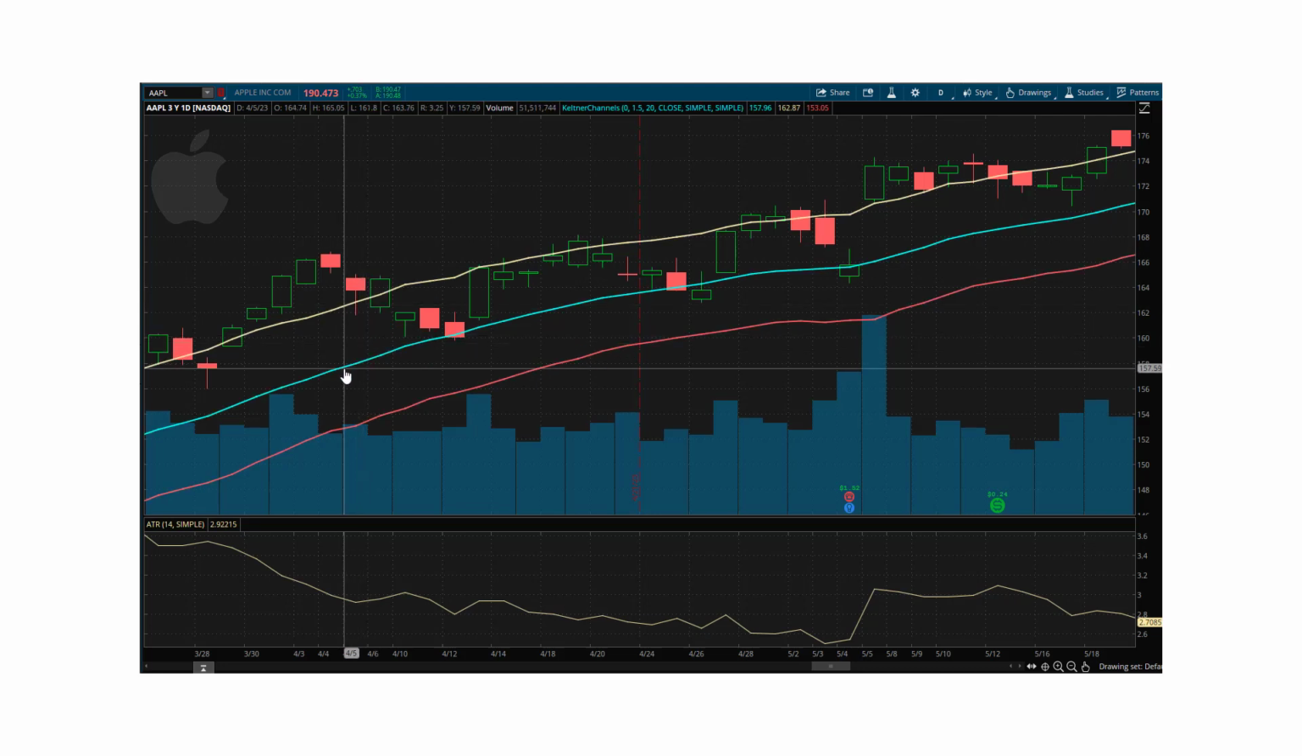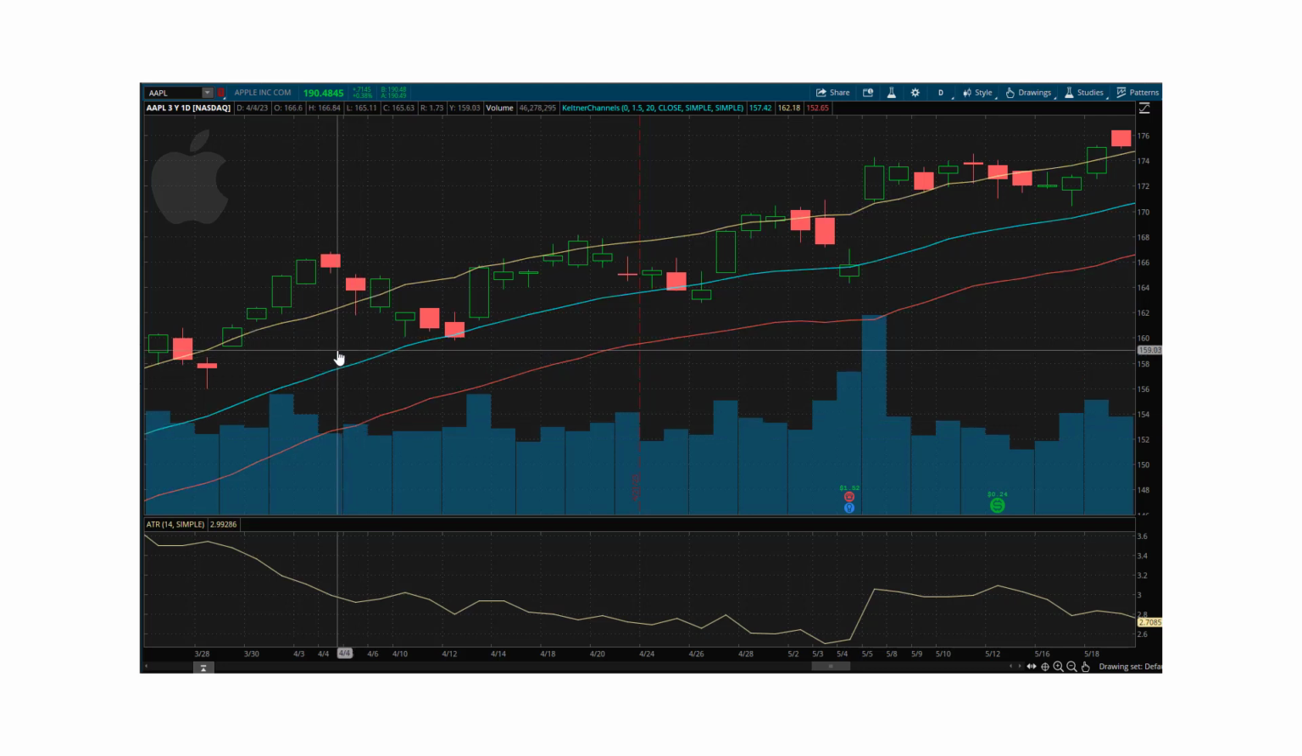You can see I also have a Keltner Channel displayed on the screen, and it's set to the default settings. So this middle line here is a 20-period simple moving average, and the upper Keltner Channel is set to 1.5 ATRs away from this middle line here, and the lower Keltner line is set to 1.5 ATRs below it.